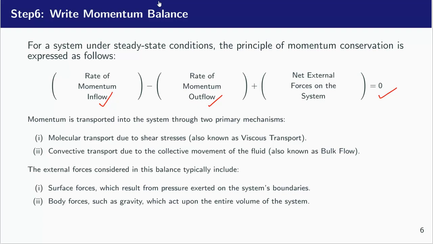Momentum is transported in the system through two primary mechanisms. One is molecular transport due to shear stress, known as viscous transport. Another is convective transport due to the collective movement of the fluid, known as bulk flow. The external forces considered in this balance typically include surface forces, which result from the pressure exerted on the system's boundaries, and body forces such as gravity, which act upon the entire volume of the system.